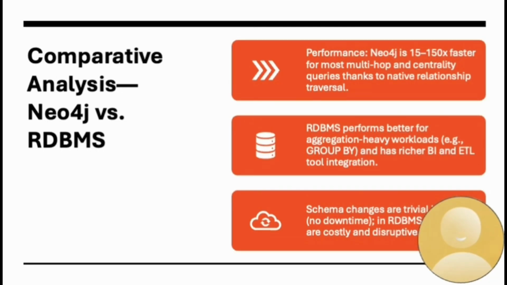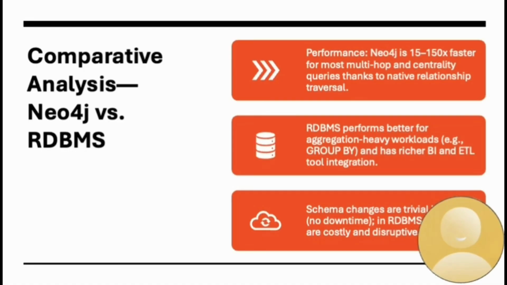Hi, my name is Krishna Vishwakarma and I'll be talking about a comparative analysis of Neo4j versus RDBMS. Performance-wise, Neo4j is 50 to 150 times faster for multi-hop queries like finding all nodes within two hops. Neo4j is typically much faster than relational databases.